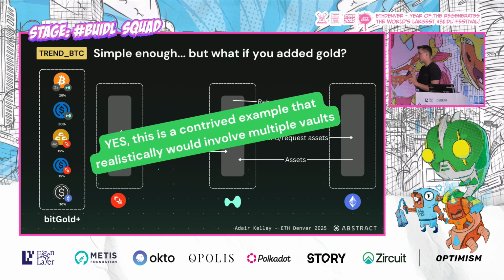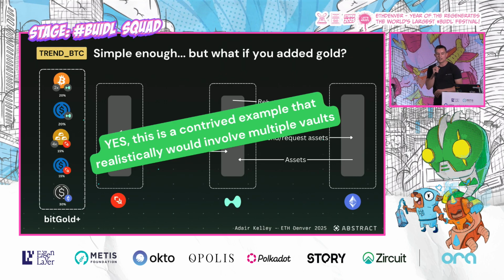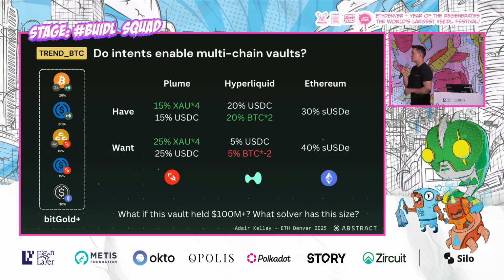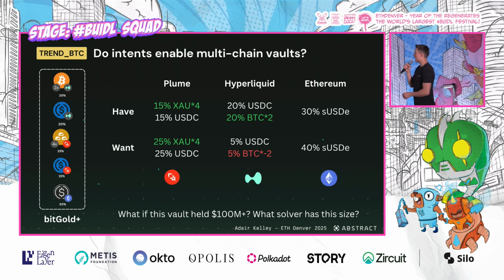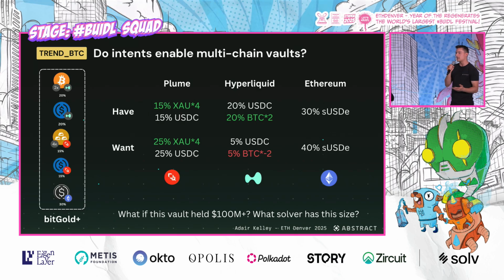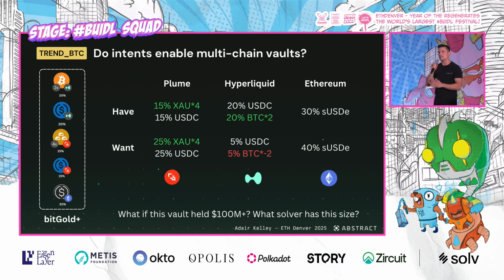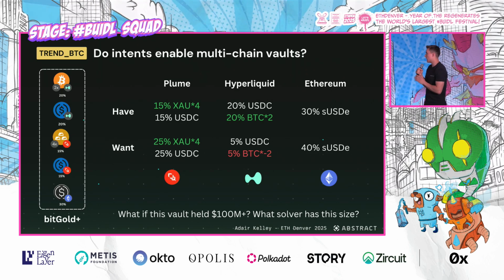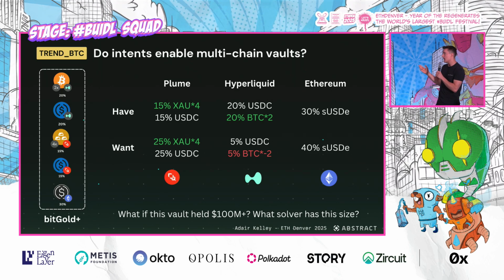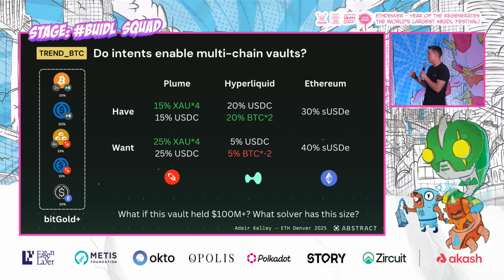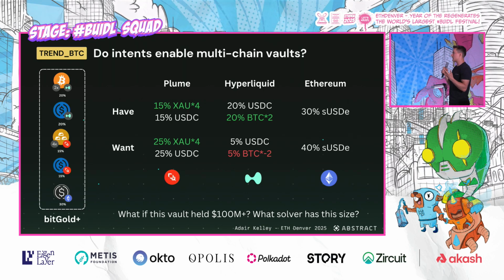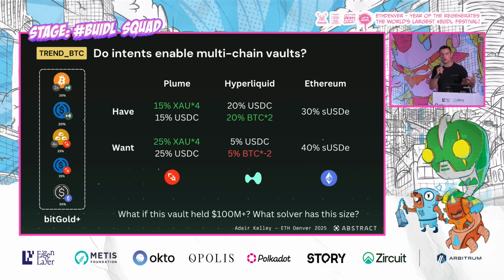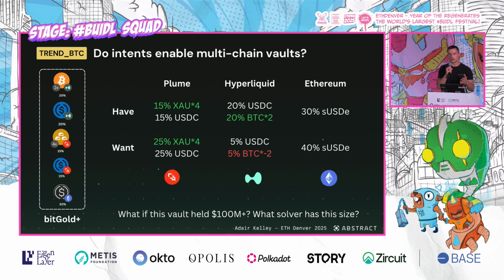Okay, yes, it's a completely contrived example that would probably involve multiple vaults, but it's a good one for demonstration purposes. Most of these chain abstraction protocols operate by using intents. And intents, as mentioned earlier, just allow you to say, I have USDC, and I want WETH. In the case of this vault, if you're on Plume Chain, you can say, hey, I've got 15% gold, but I want 25% gold. And you can broadcast this intent as the vault, and some intent solver could come in and solve for that intent, providing the liquidity where you need it.